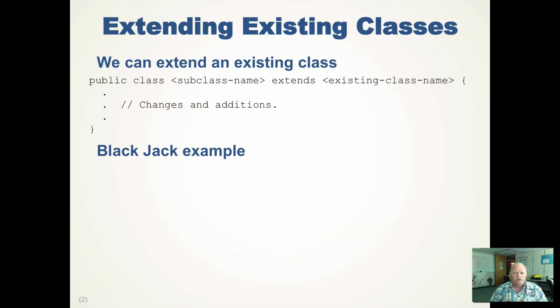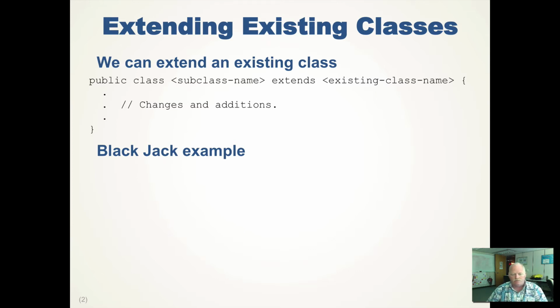So first off, we want to talk about how to extend an existing class. Java allows us to extend an existing class. We can make a subclass of something that already exists. And the way we do it is we declare a public class, the subclass name, and we use the keyword extends, and then we give the existing class name. So we would do something like public class foo extends bar, so foo would be a subclass of bar.